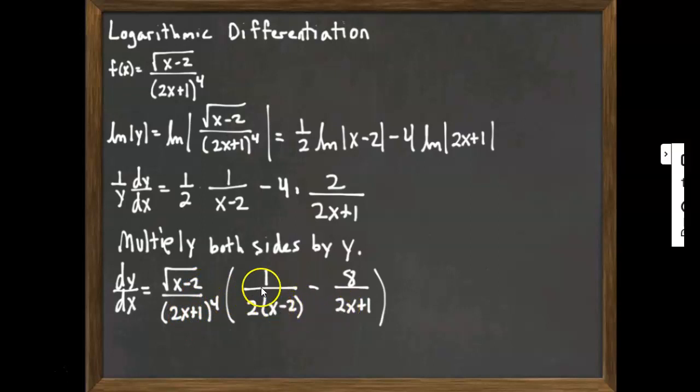Now, if I wanted to, I could do the algebra of putting these two fractions together first, and then getting a single answer, and then multiplying through by this stuff. I could do it either way. It's really up to us. I'm just going to choose to go ahead and distribute it through.